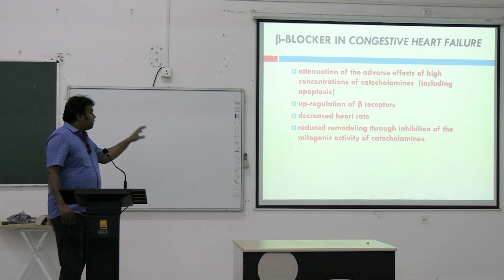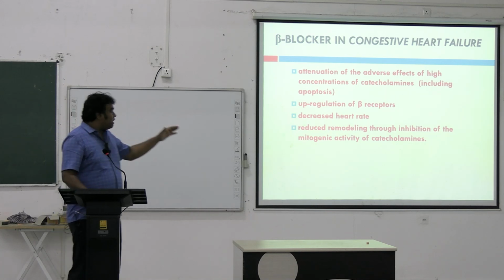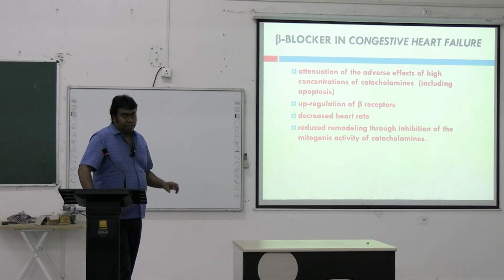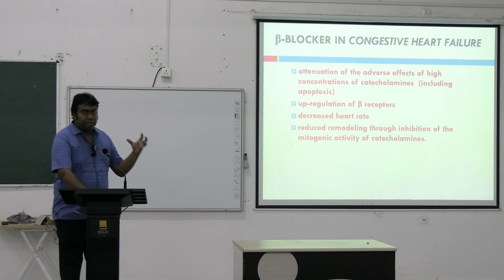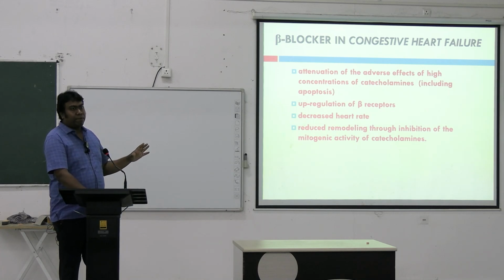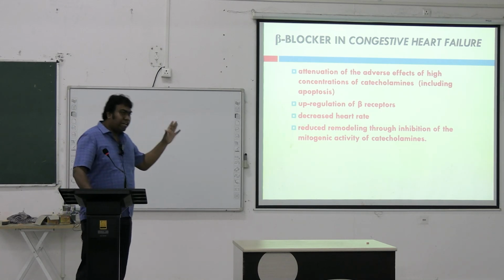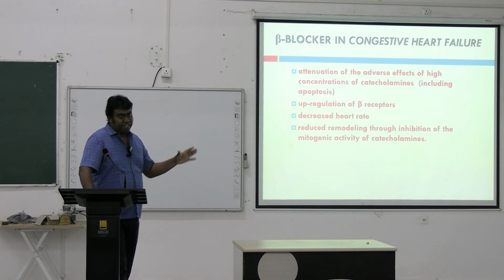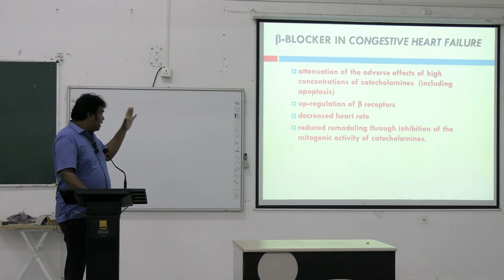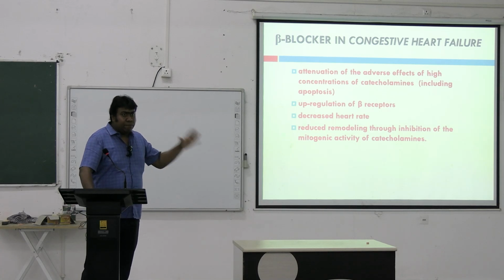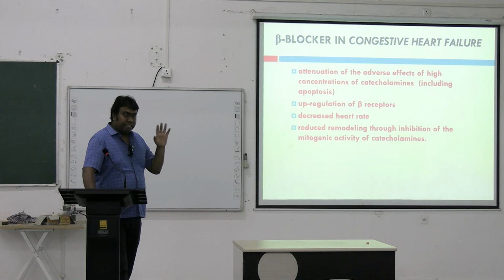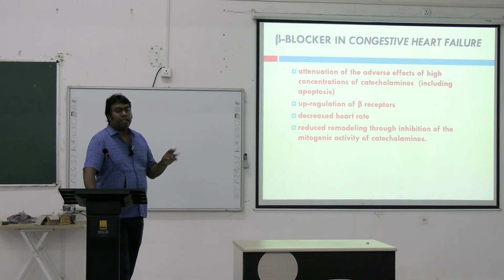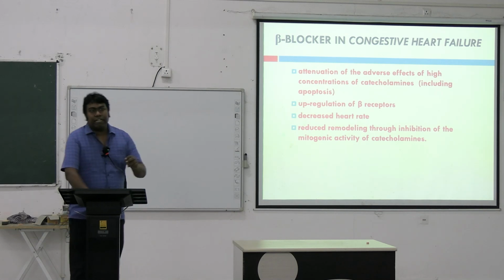How can it act? It attenuates the adverse effect of high concentration of catecholamine. In case of heart failure, there is a high concentration of noradrenaline and adrenaline. They have some side effect. Beta blocker can prevent it. Beta blocker upregulates the beta receptor present in the myocardium. They reduce the remodeling and they reduce the heart rate. So these are the 4 points why beta blocker is used in heart failure.